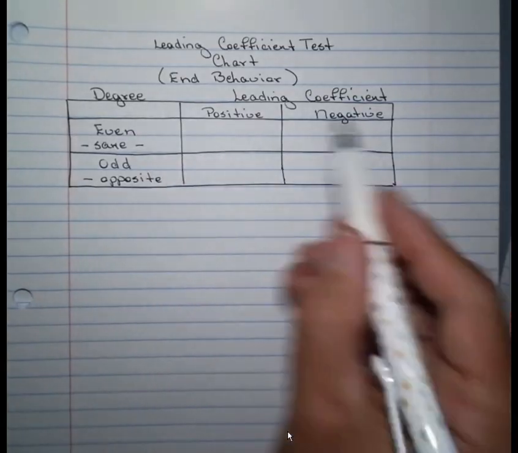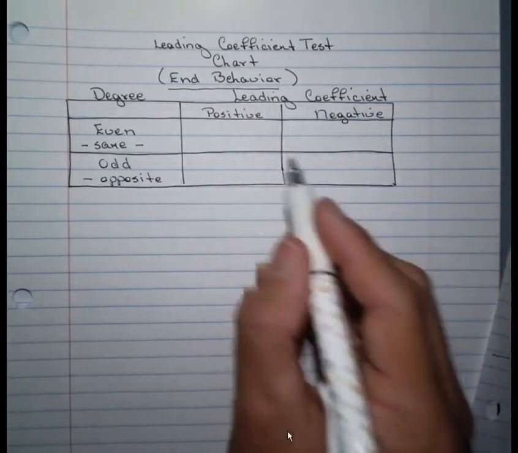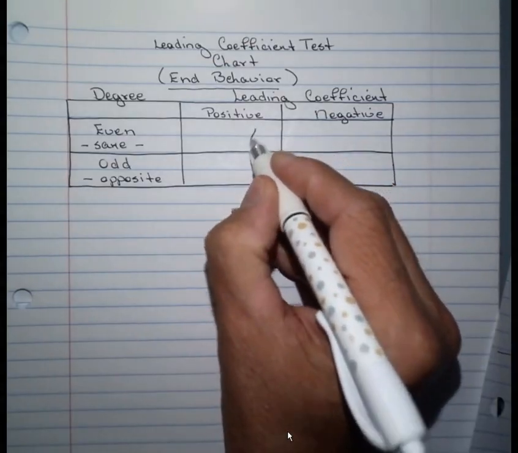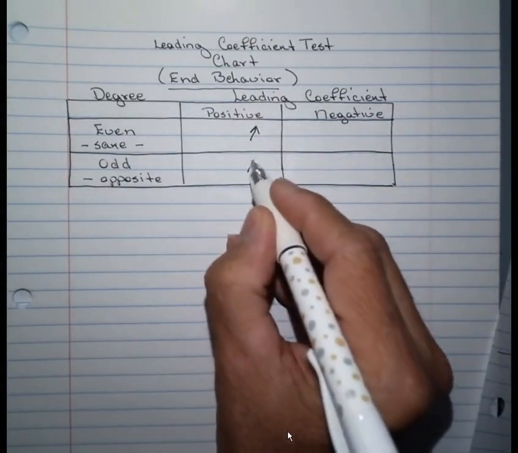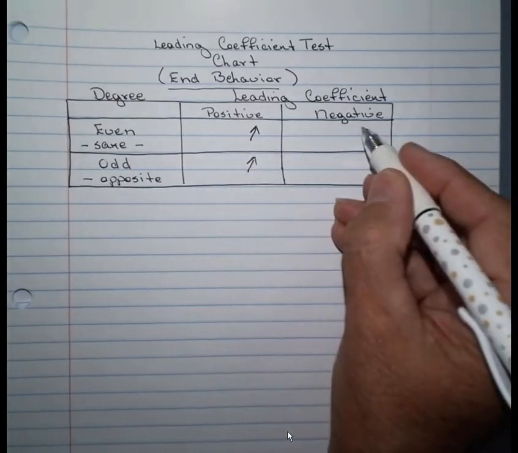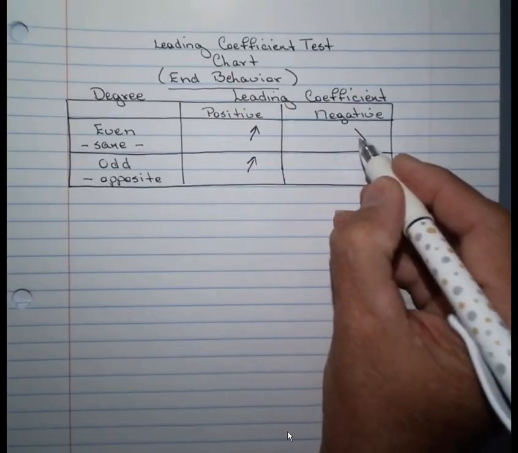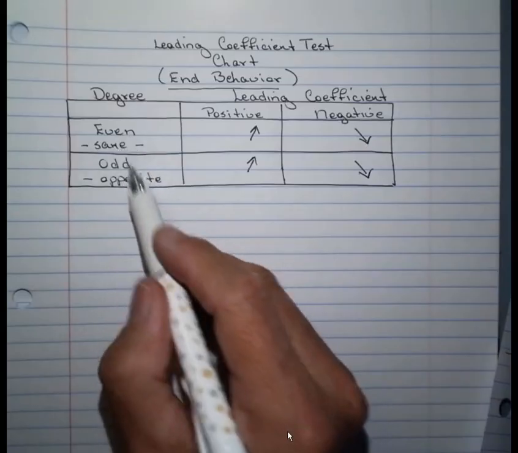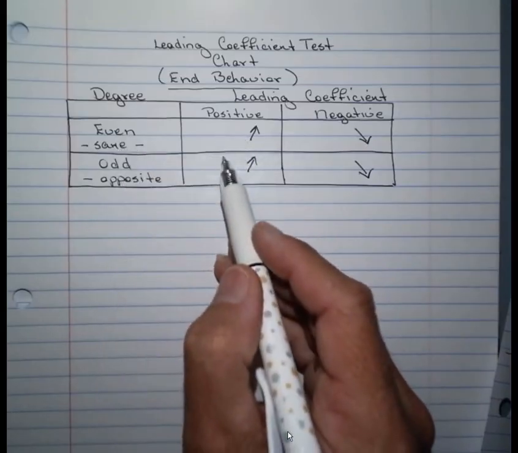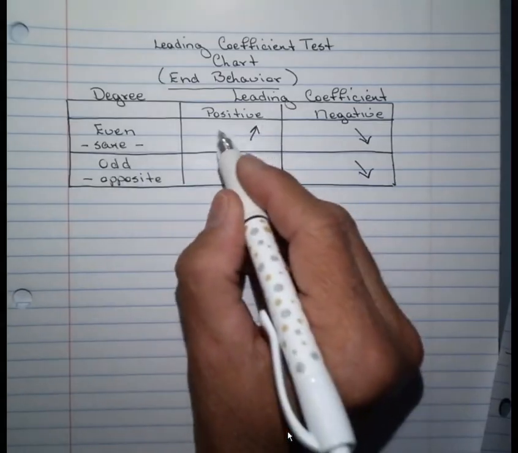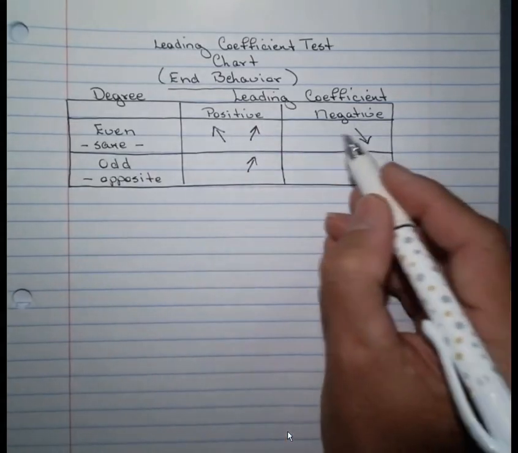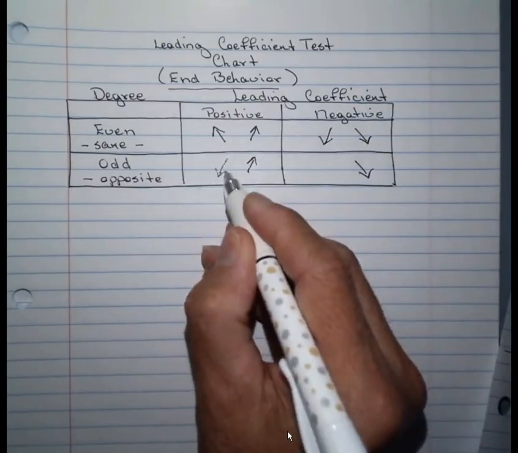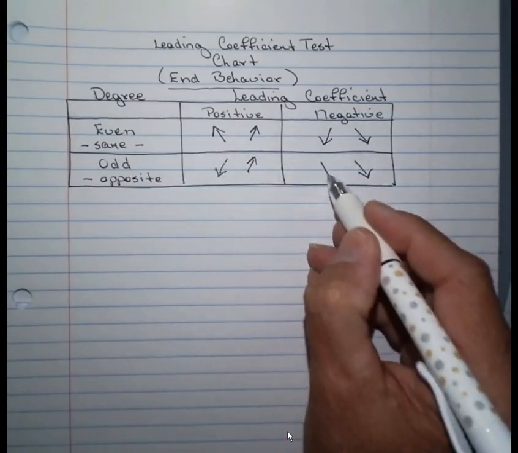This is the ends of my graph, so the end behavior of my graph. If it is a positive leading coefficient, well, I expect the end behavior to be up every time when it's positive, right? If it is a negative leading coefficient, I expect the end of my graph to go down. So now I have to look at whether it's an even or odd function to say, what does the beginning of my graph look like? If it's even, they both do the same thing. So this one's going to be up, and this one's going to be down. If it's odd, they do opposite things. Since this one is up, the first one would be down. Since this one is down, the first one would be up.